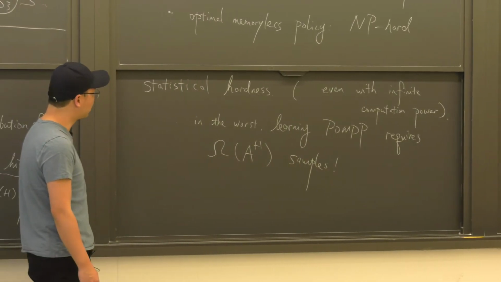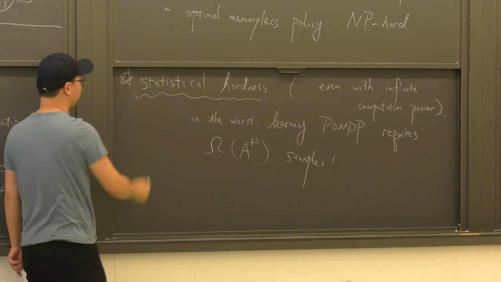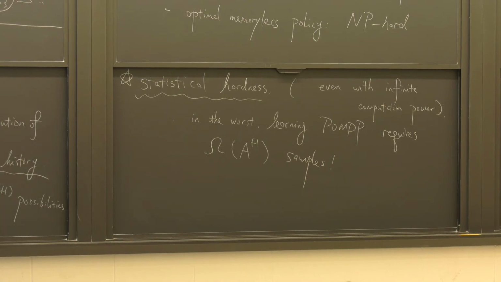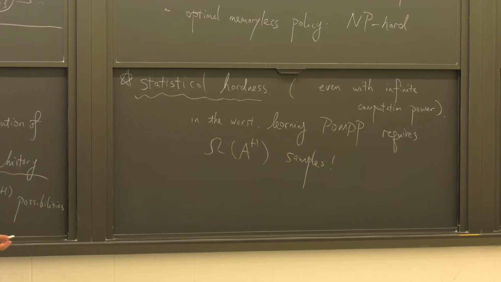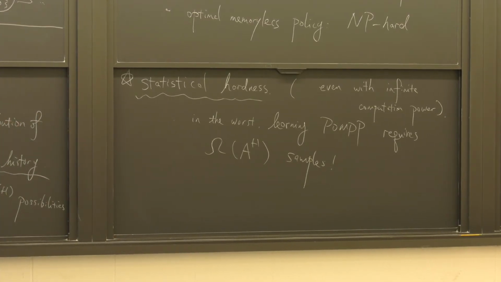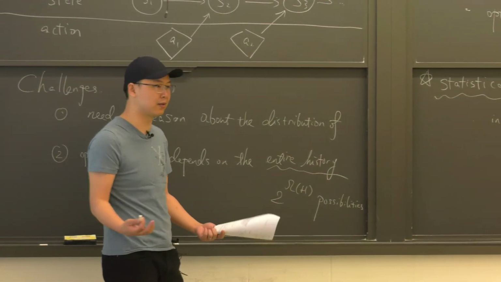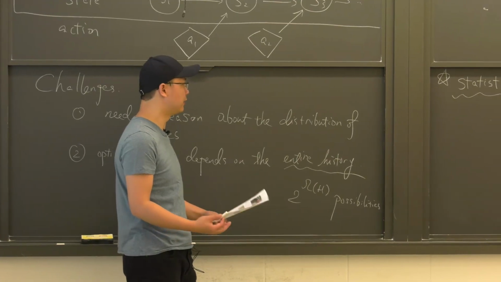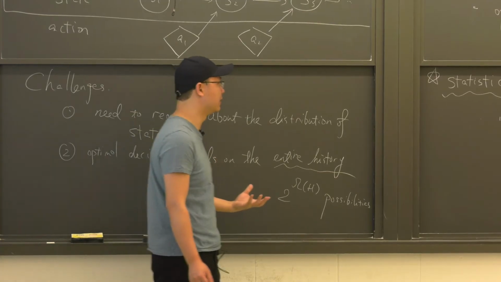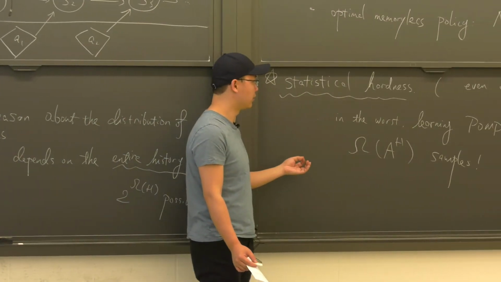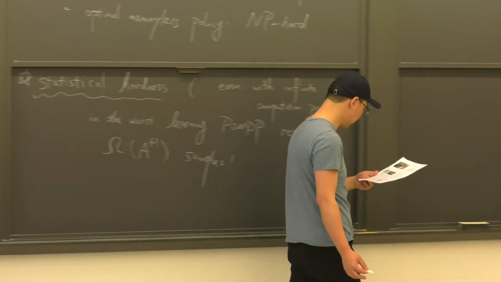So today we will dig more into the statistical hardness. And we will see what this A to the H counterexample is, why in the worst case we require an exponential number of samples, and how we could possibly fix this problem. For example, in practice, we study a lot of reinforcement learning problems or sequential decision making problems with partial observability. So why in practice are we able to address or solve some partially observable problems? This is the topic of today.